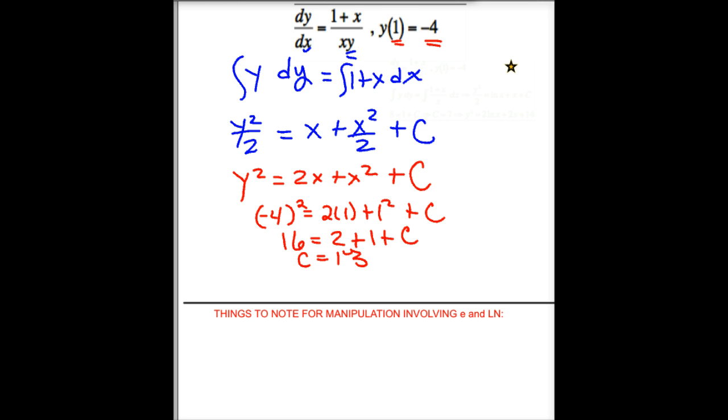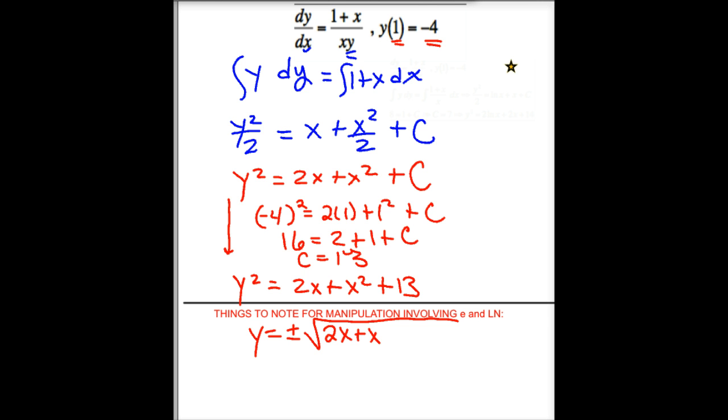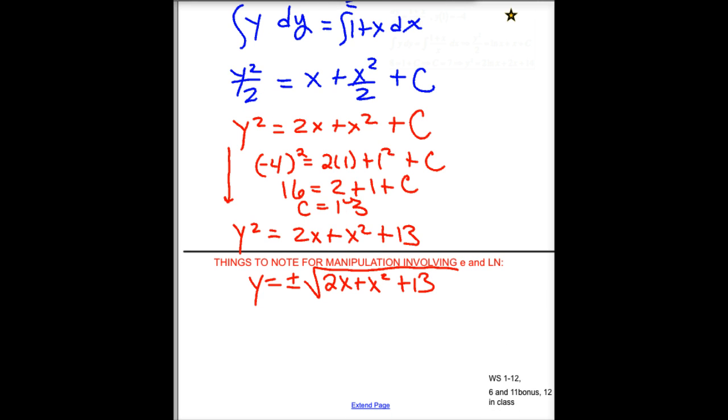I like to indent when I find c, so I'm going to go back up here. I've got y squared equaling 2x plus x squared plus 13, which would mean y is going to be plus or minus the square root of 2x plus x squared plus 13. I have to now make the decision. You can't have the function be two different functions, so it's either the positive or the negative.